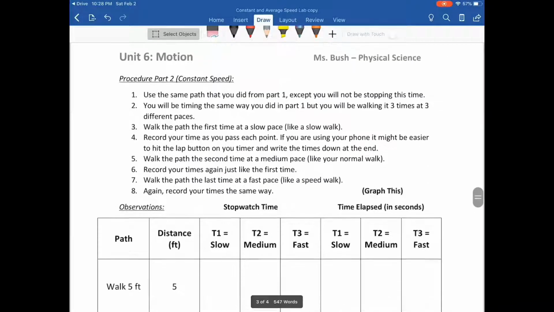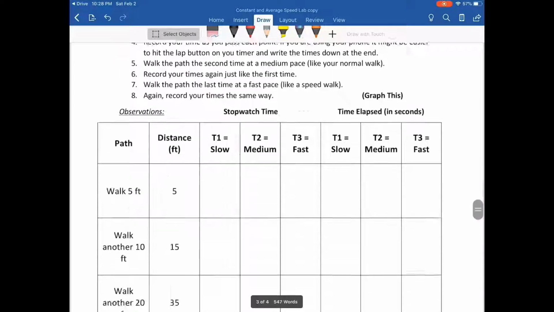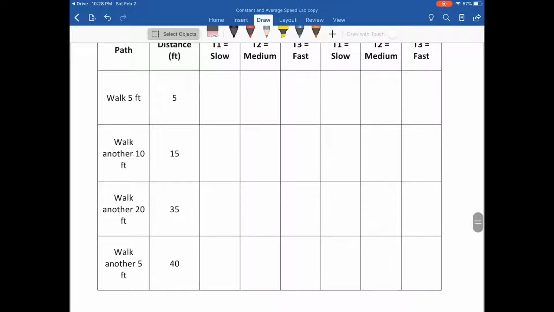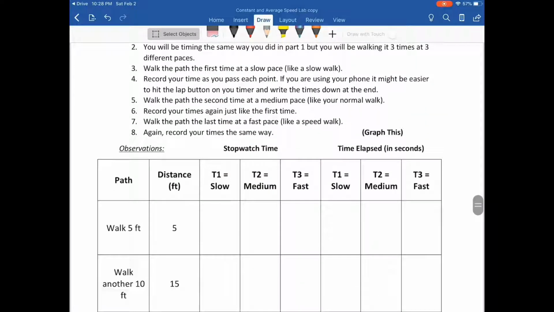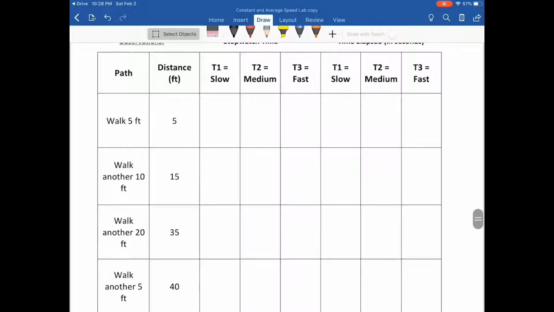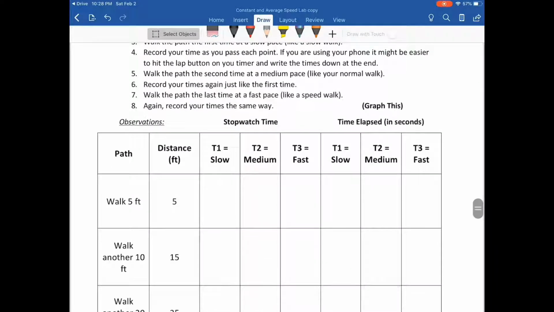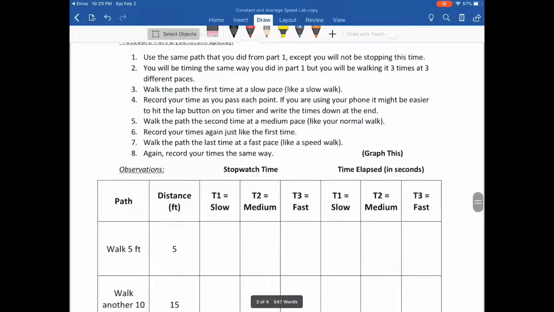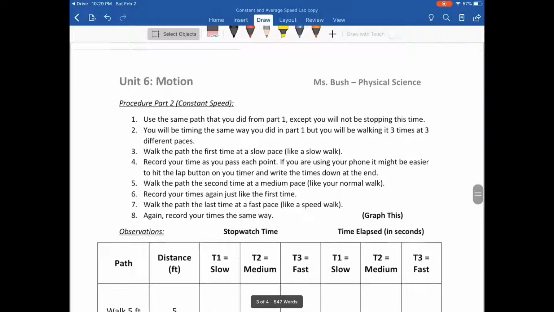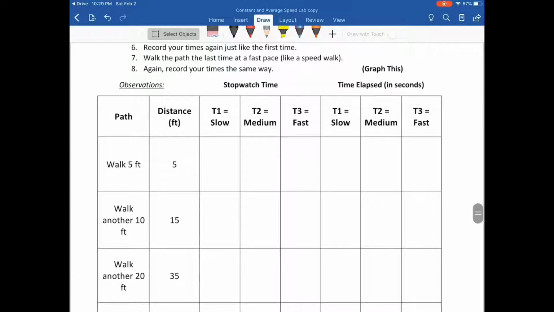All right, so for part two, you're going to use the same path that you did for the first one, except you're not going to be stopping at all. You're just going to keep walking. So you're going to need to time continuously again, but it might be easier to hit the lap button if you're using your phone instead of trying to write everyone down after 5 feet, 10 feet, 20 feet, and then another 5, because you're going to be walking at 3 different paces continuously. This is going to show your constant speeds.